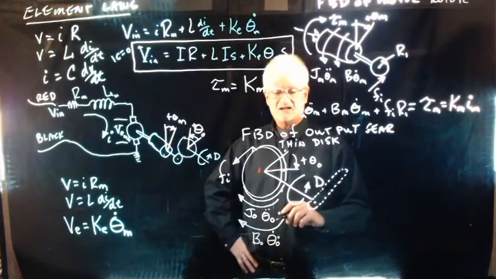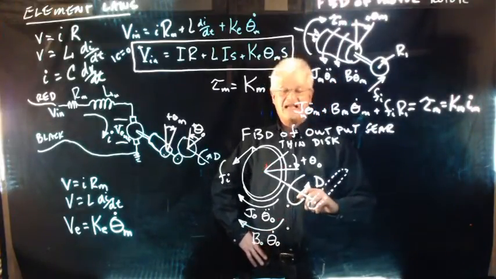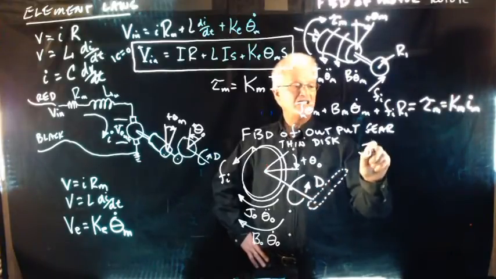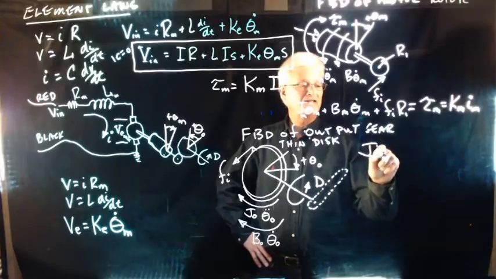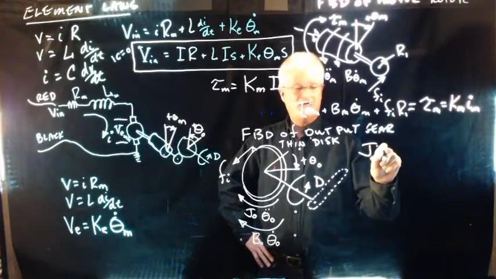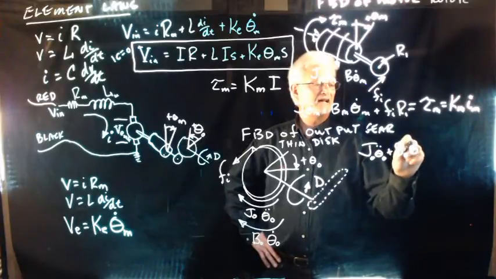Now we've got all of our parts on here, and we can sum up the moments again about the axis, and we're going to do it this way: J out theta double dot out plus B out theta dot out.